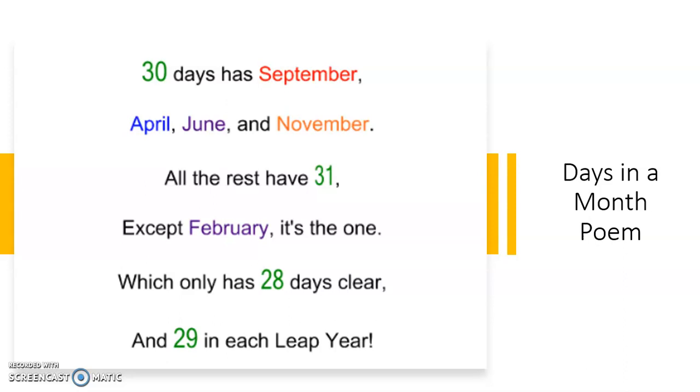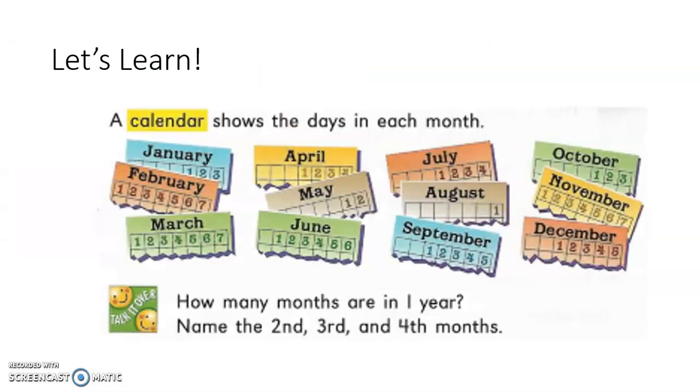Good job, first grade. So let's learn. A calendar shows the days in each month. So if you look, there are 12 months listed there. And again, a question is, how many months are in 1 year? Yes, there are 12 months in 1 year. Can you name the second, third, and fourth months? So look at your months on the screen. You see they start with January and it goes down in rows, and then it ends with December.